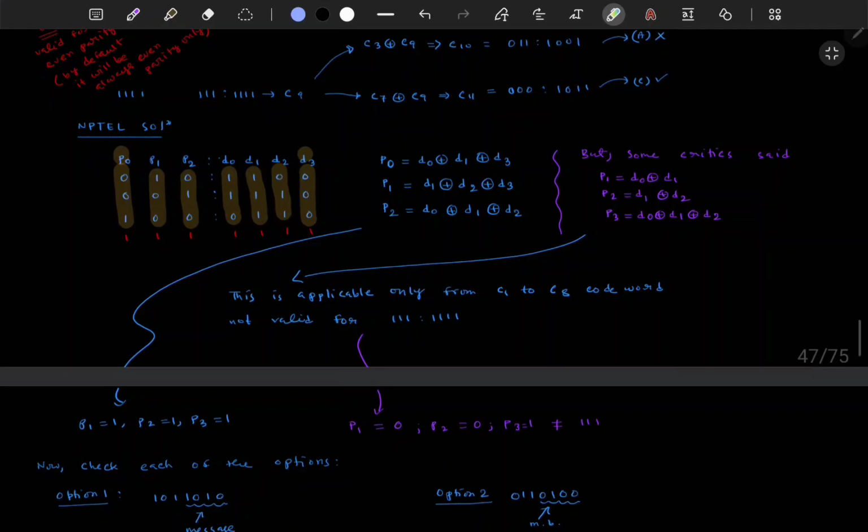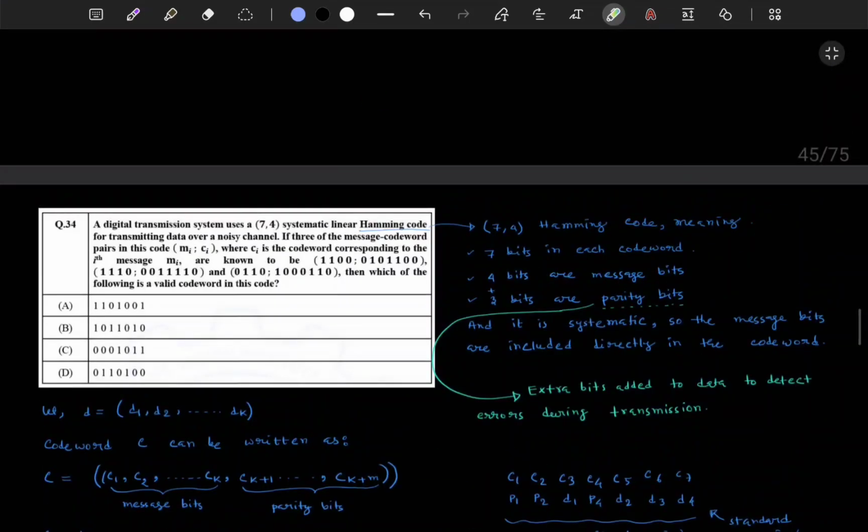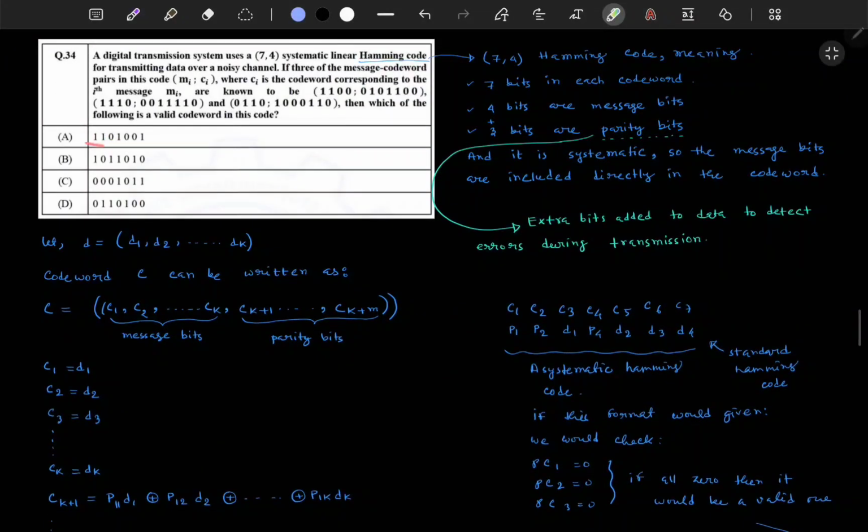Now NPTEL has given another solution, where they just saw the pattern. In the question this is already given. So here the first P0 they have written like this, like D0 this. These are the parity bits, and these are the data bits. I think I told it wrong somewhere. The first 3 are the parity bits and this is the message bit.